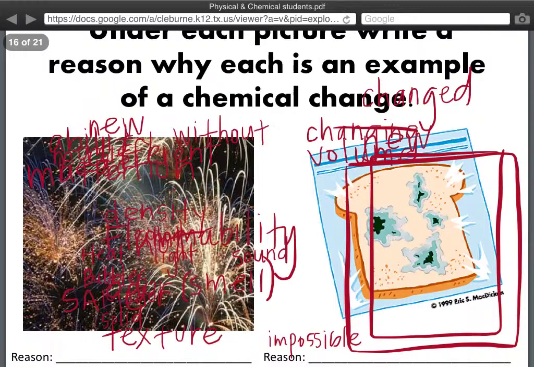Under each picture, I want you to describe to me or give me a reason why each of these is a chemical change. And again, we will push pause, write your answers. We'll discuss these as a class. I'm sorry, I think I said physical change. I mean chemical change. Push pause now.